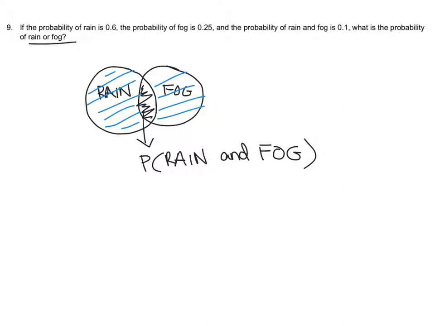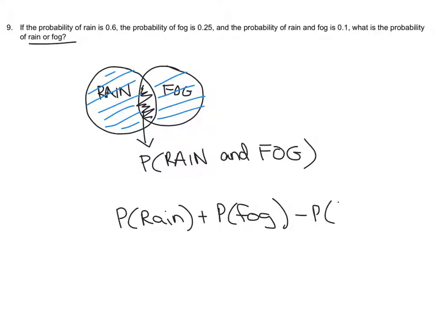So in order to find what's in my blue shading, I'm going to take the probability of the rain, add it to the probability of the fog, and then subtract the probability of the intersection, which is the probability of both things happening at the same time. So this is the formula that I'm going to use. And this formula is also called the union formula.